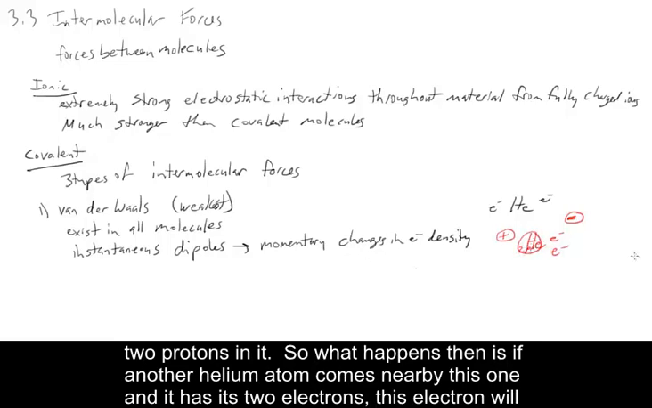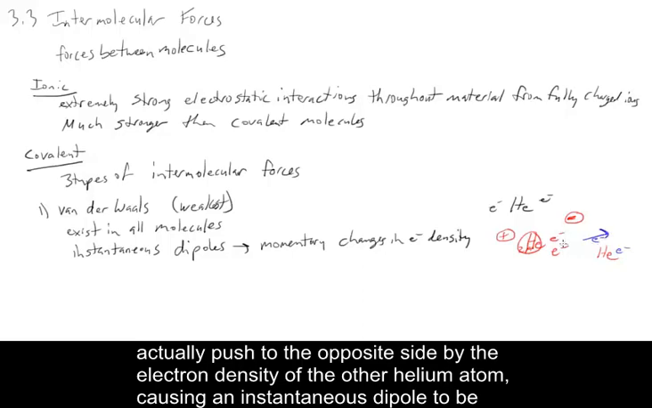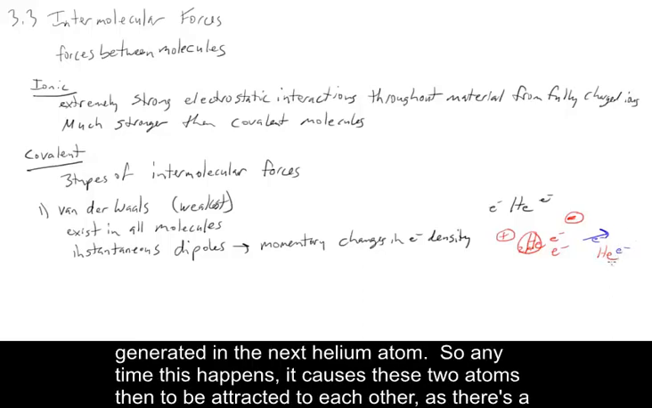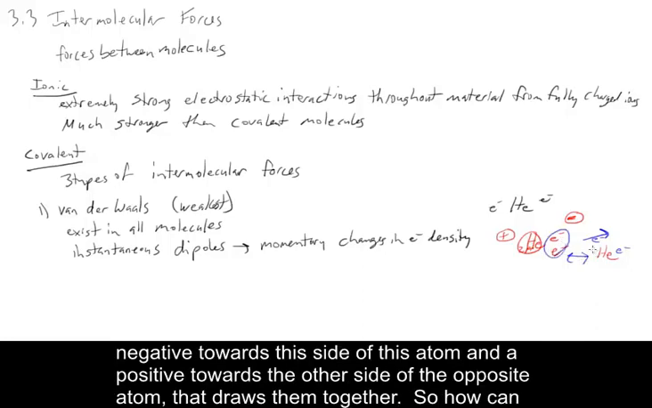So what happens then is if another helium atom comes nearby this one, and it has its 2 electrons, this electron will actually be pushed to the opposite side by the electron density of the other helium atom, causing an instantaneous dipole to be generated in the next helium atom. So anytime that this happens, it causes these 2 atoms then to be attracted to each other, as there's a negative towards this side of this atom and a positive towards the other side of the opposite atom. And that draws them together.